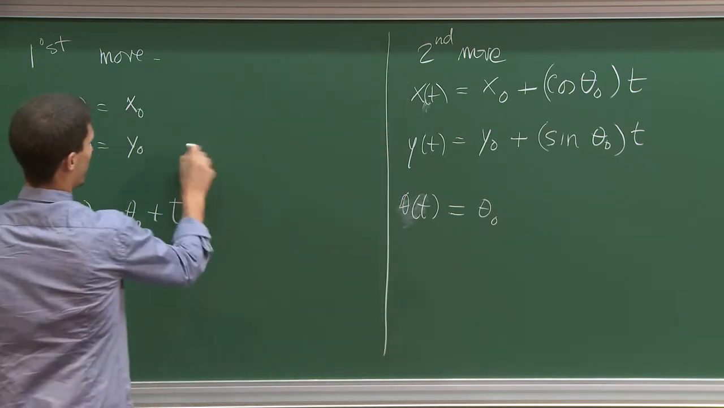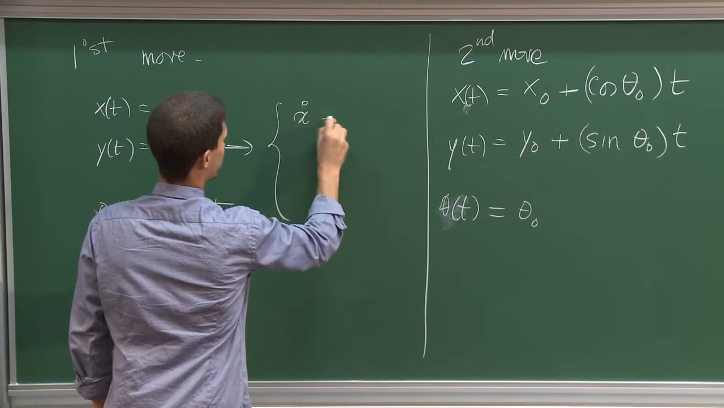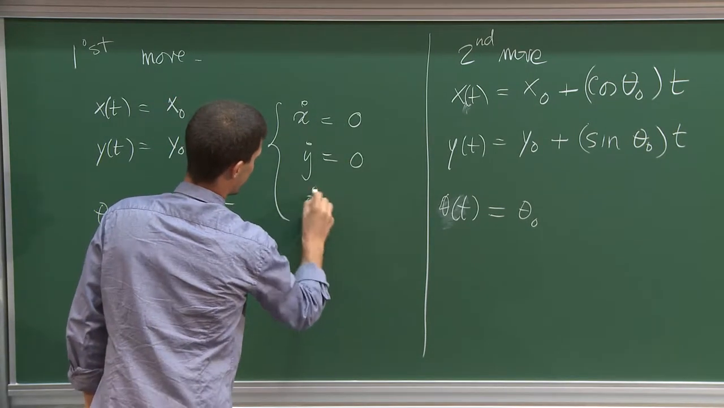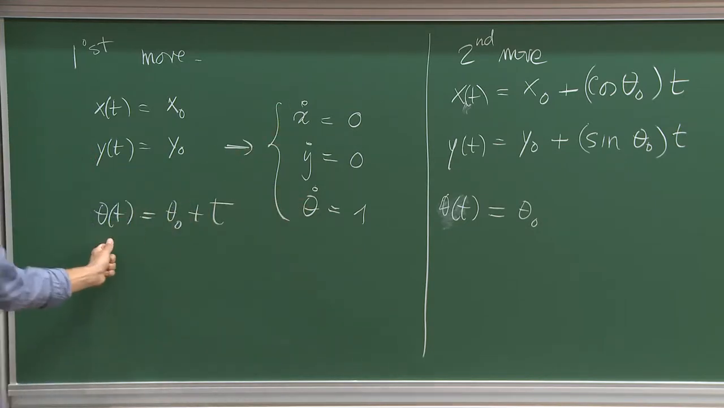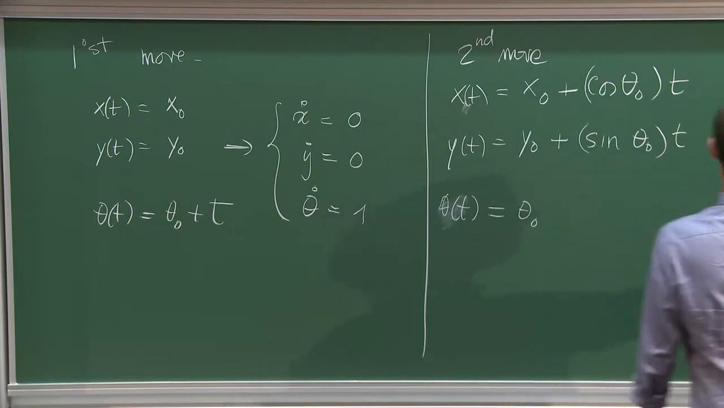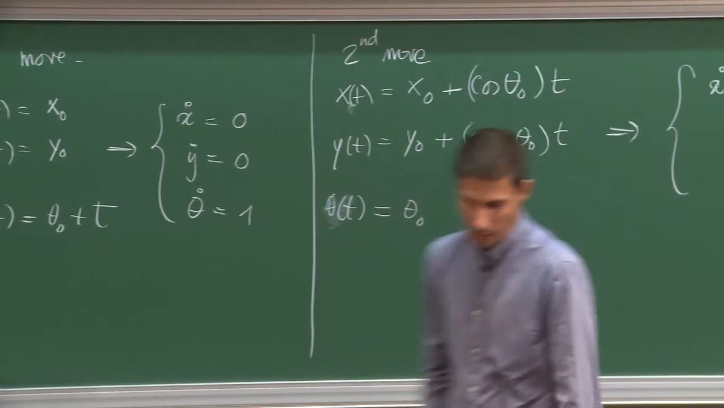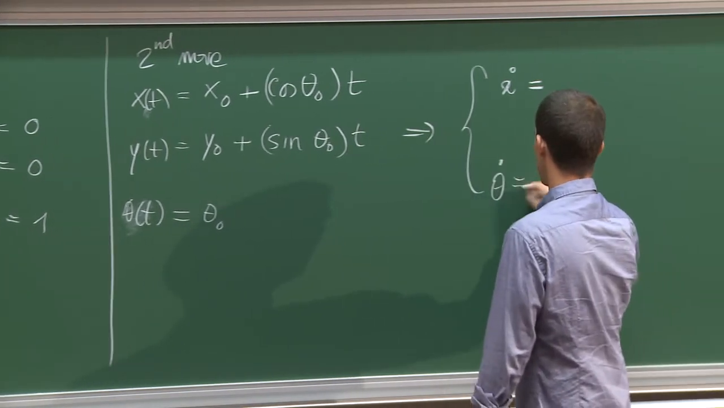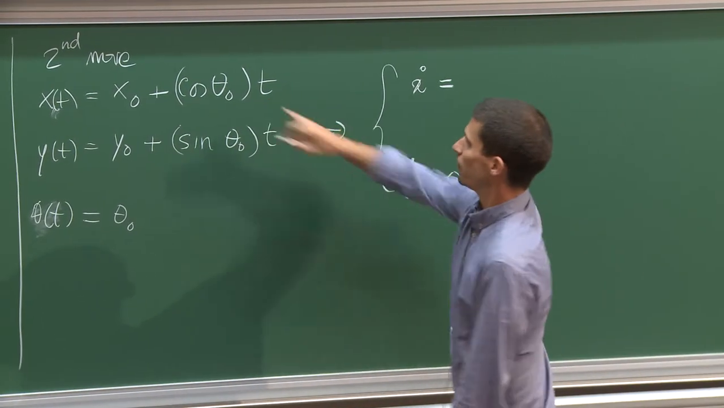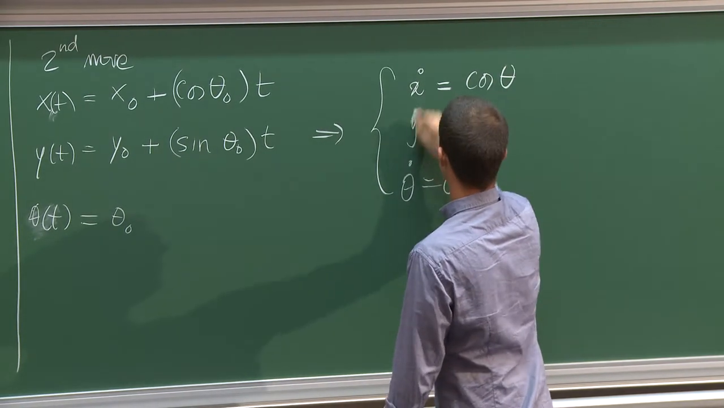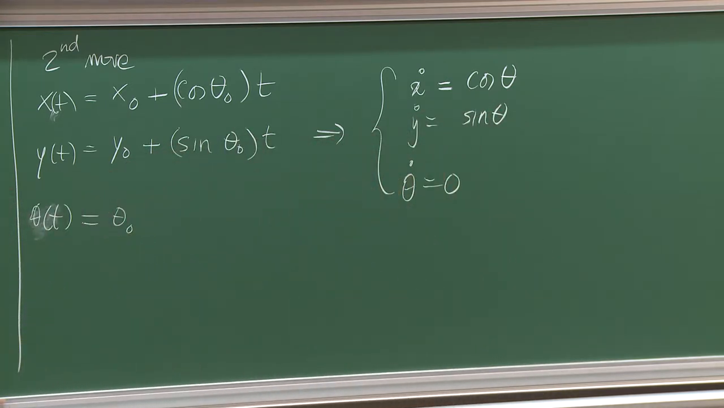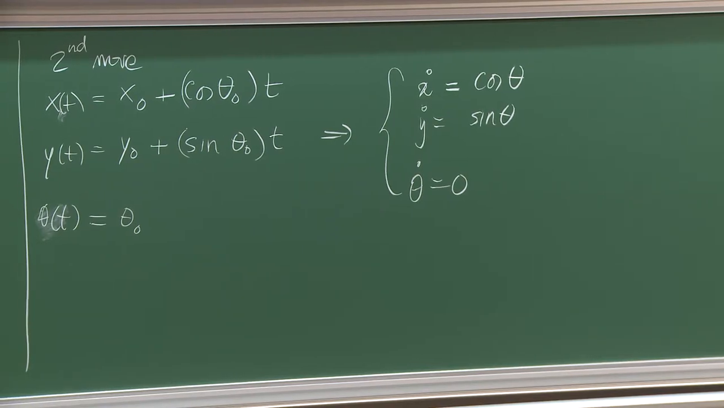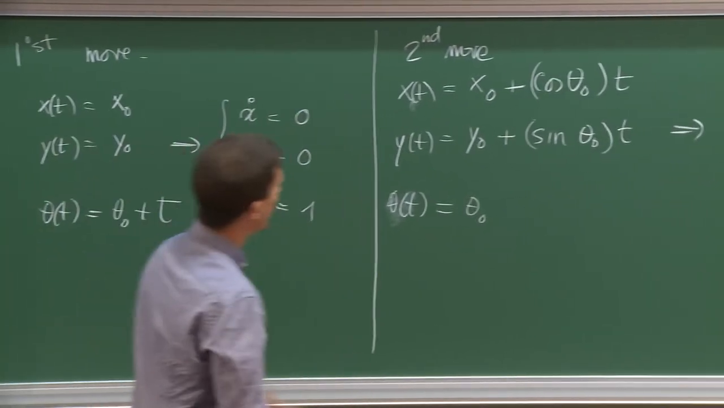for the first movement, we can say that we have this differential equation. So here, dot means derivative with respect to t. So this is the differential equation coming from this. And in this case, we will have simply theta dot, which is zero because theta is constant. And then x dot is cosine theta, and y dot is sine of theta. So these are the differential equations describing the two movements that we have in these situations.